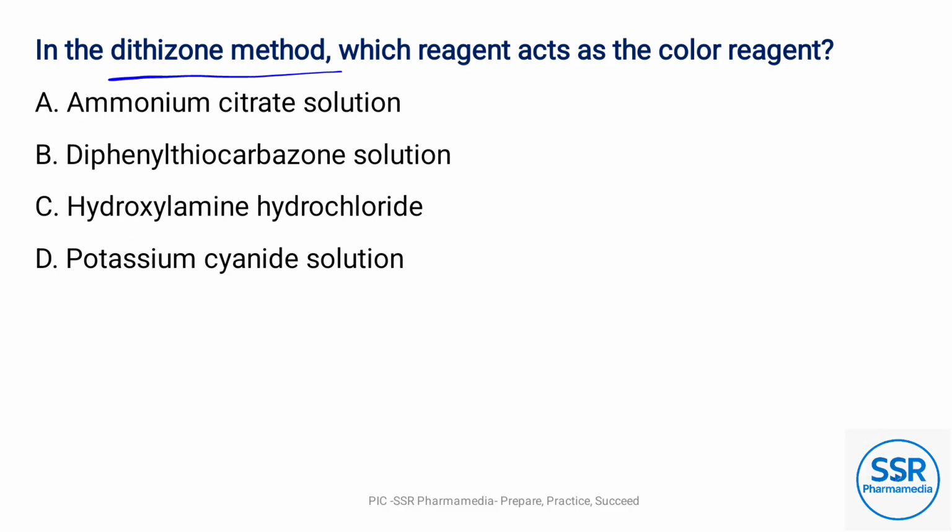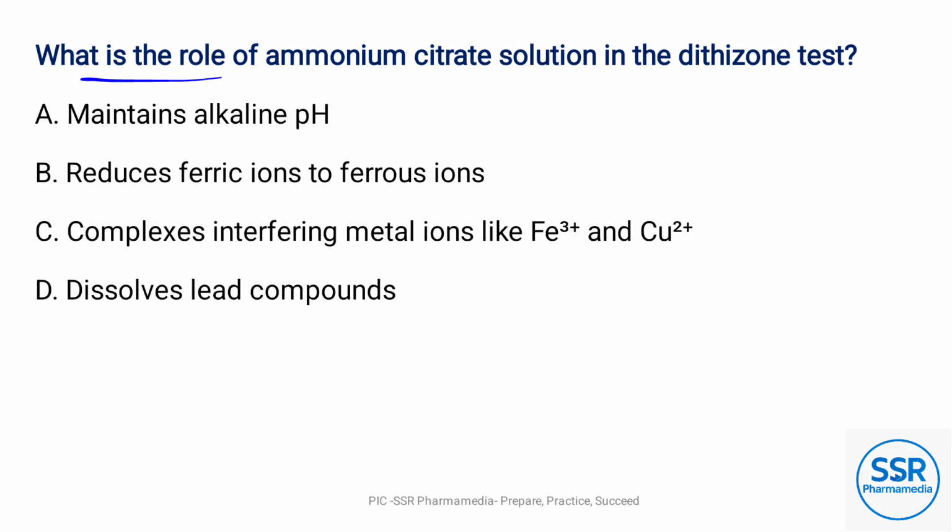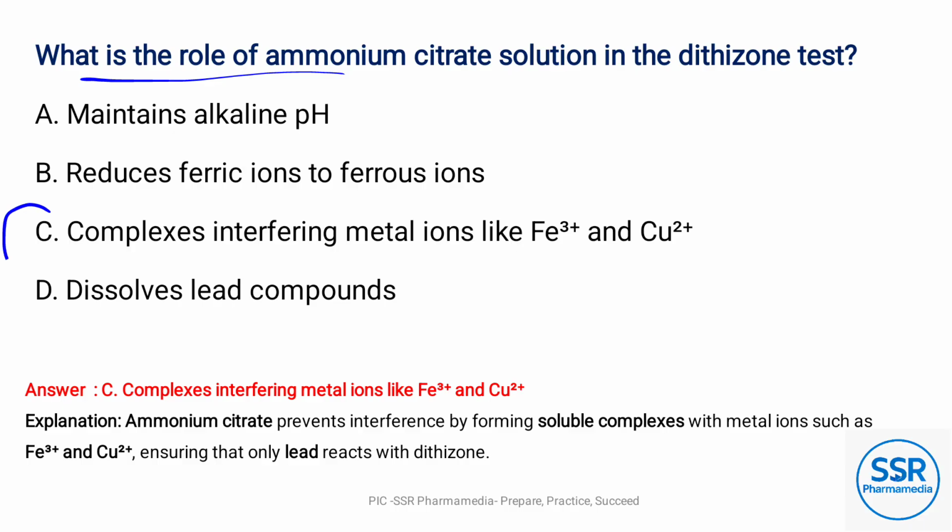In the dithizone method, the reagent acts as a coloring reagent. So option B, diphenyl thiocarbazone solution. What is the role of ammonium citrate solution in the dithizone test? So the answer is option C, complexes interfering metal ions like ferrous and copper.